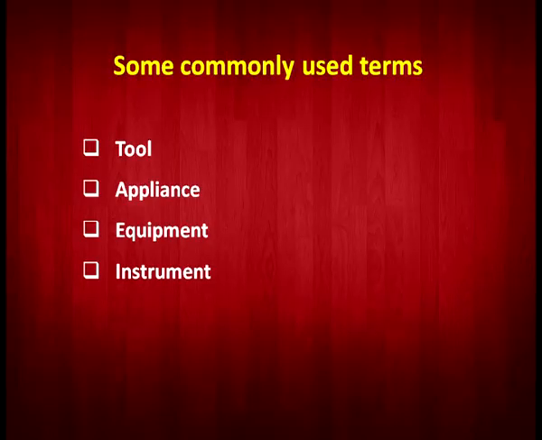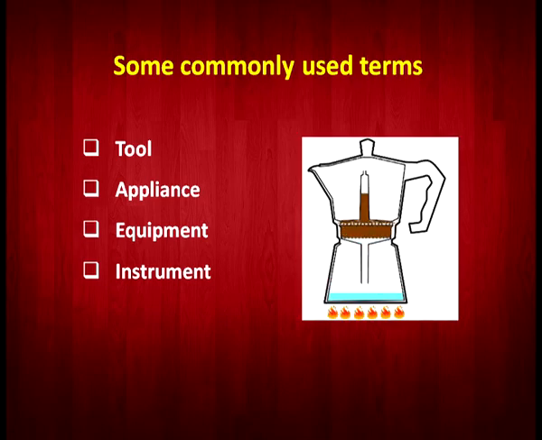Now, there are various terms we commonly use in household equipment: the tools, appliances, equipment, instruments. Let us see in this picture. You can see the percolator, how this is functioning, but we are talking about a variety of tools, a variety of appliances which we commonly use in the home.